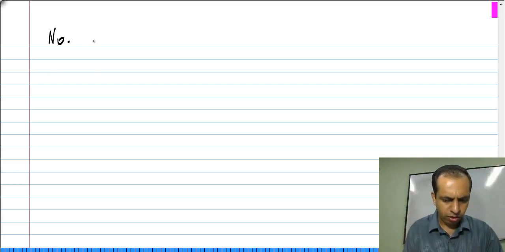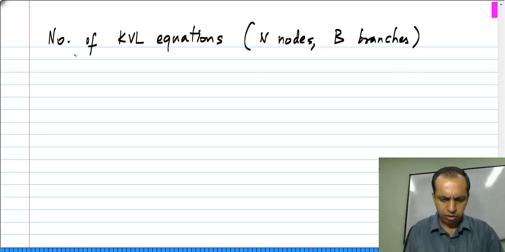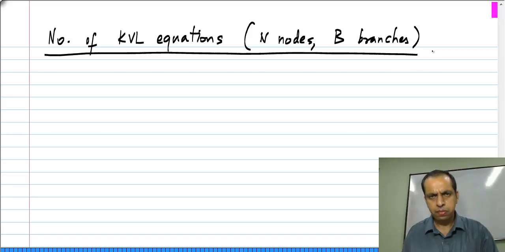We have determined the number of KCL equations. Now, similarly, we have to determine the number of KVL equations that we can write for a circuit with n nodes and b branches. Now, this is slightly more complicated than counting the number of Kirchhoff's current law equations, but of course, still can be done.